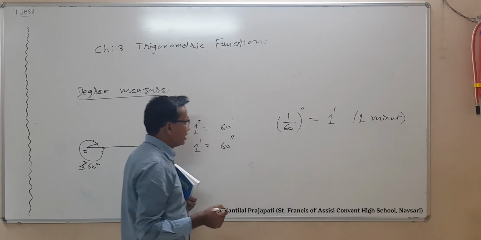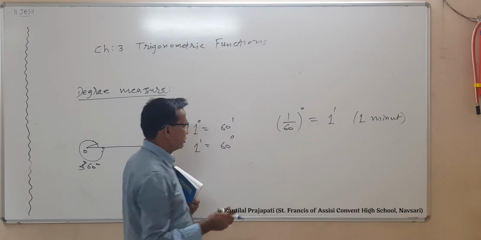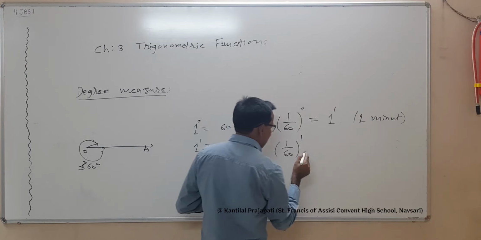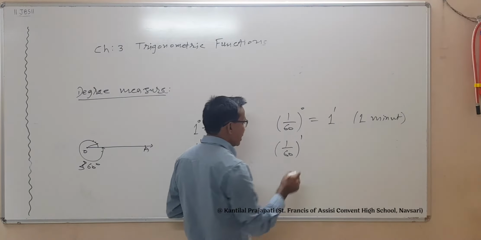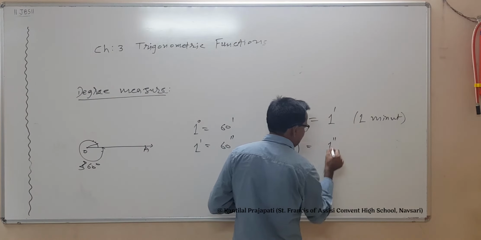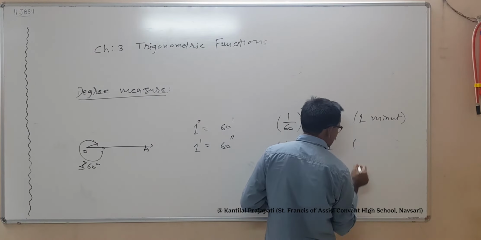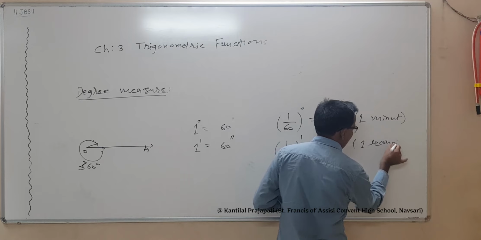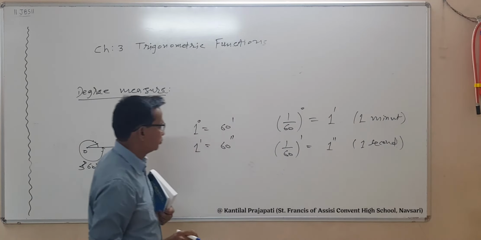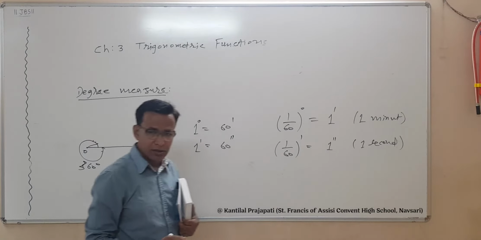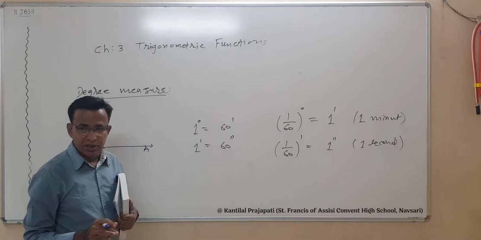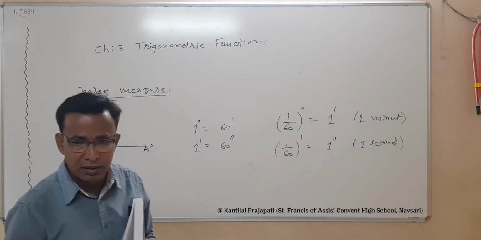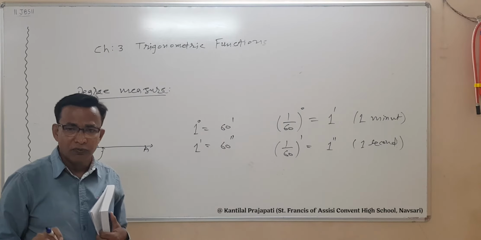And the 1 upon 60 part of the minute is called 1 second. A double dash indicates the second. So remember this: 1 degree is equal to 60 minutes, 1 minute is equal to 60 seconds, and the 1 upon 360 part of one rotation is called 1 degree.